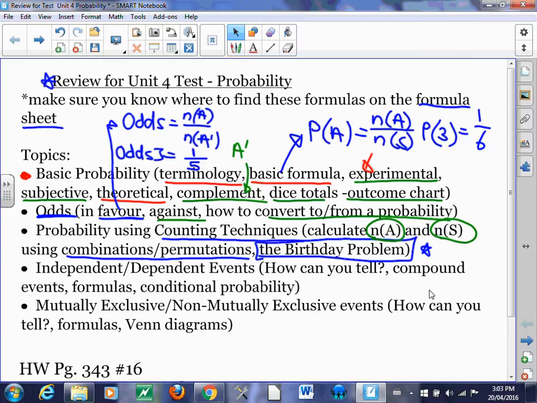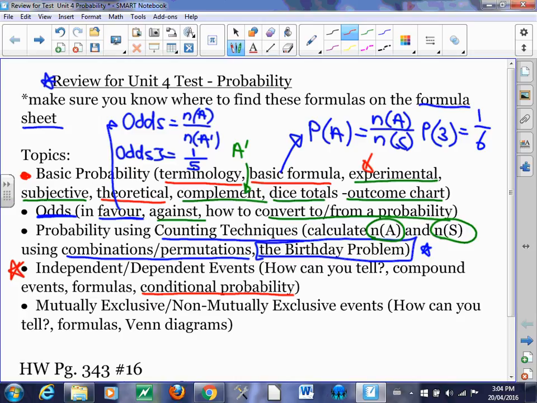We then broke our events into 2 different categories. First of all, they can be either independent or dependent events. How can you tell? Well, you have to take a look at the compound events and make sure that one has an impact on the other. And that's what we call conditional probability if it's dependent.